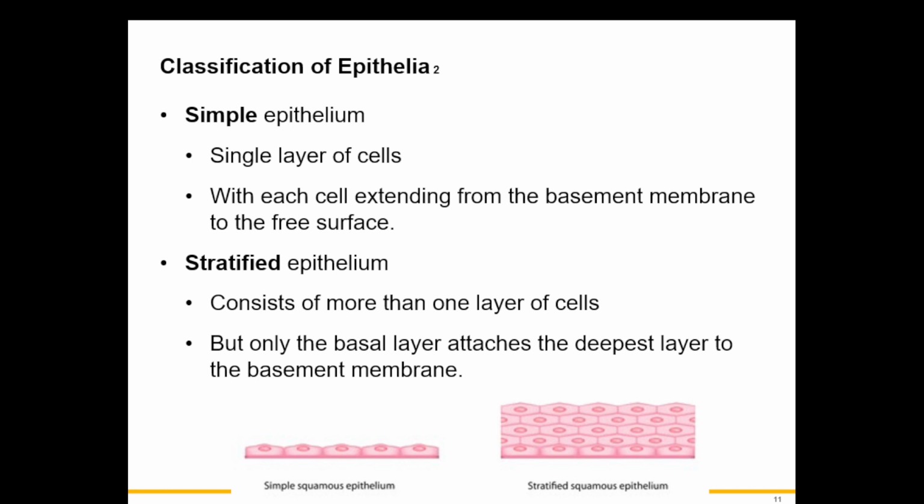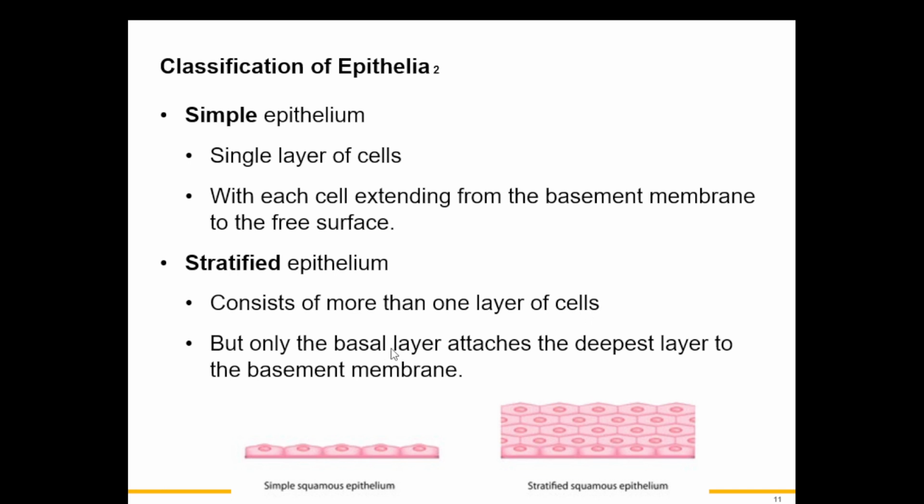So, when we say simple epithelium, it means a single layer of cells. So, itong mga cells na ito, as we can see in the image, they are attached to the bottom, to your basement membrane, and then they have a free surface. Okay? And then we label our epithelial tissues based on the cell type on the free surface.